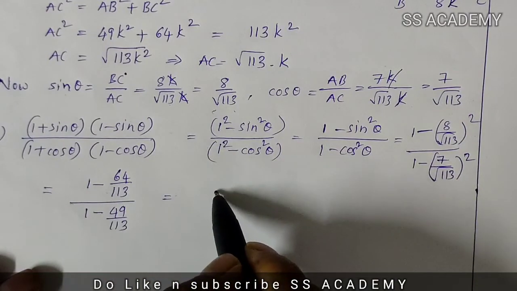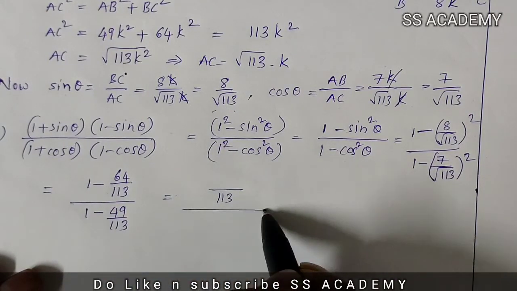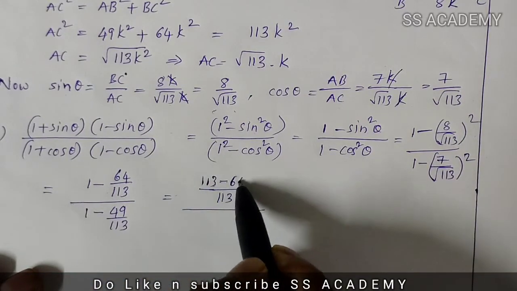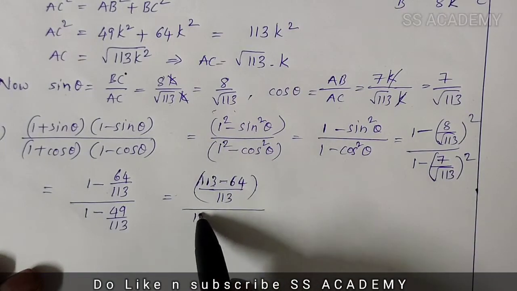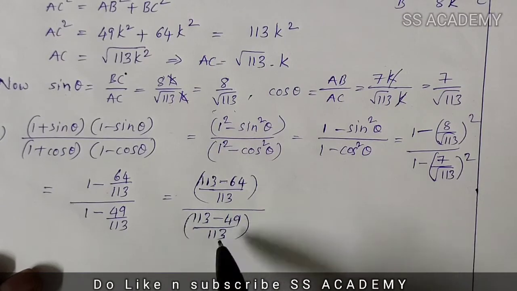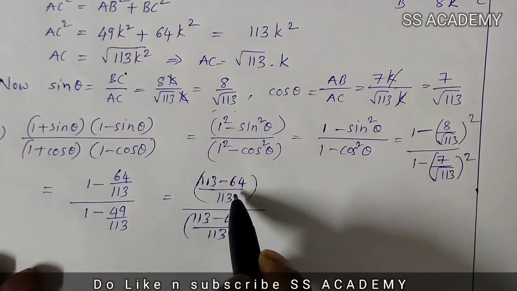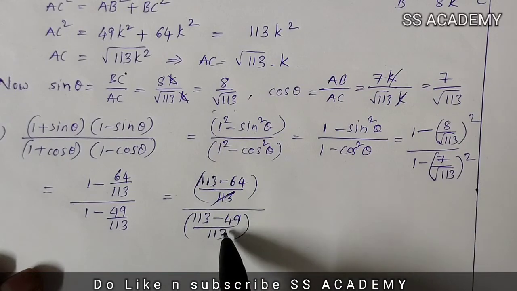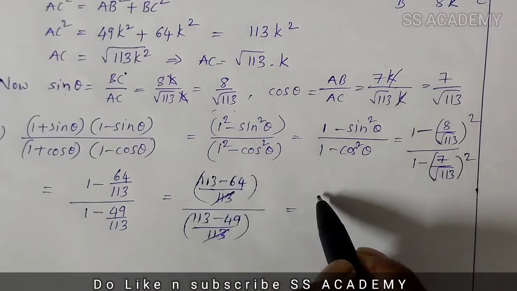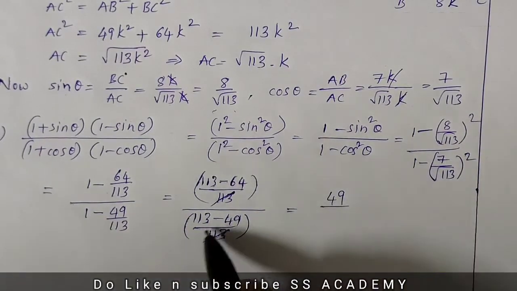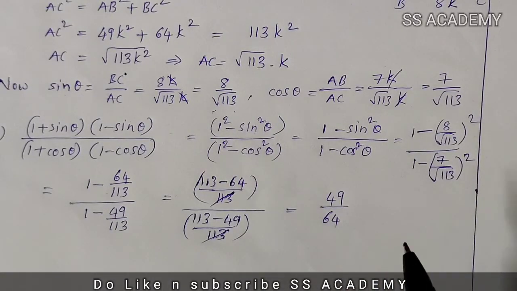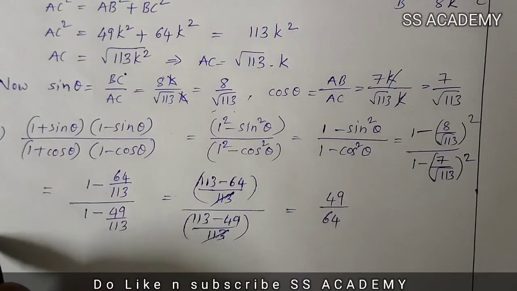So take LCM 113 in the numerator: 113 into 1, 113 minus 64 by 113, over 113 minus 49 by 113 in the denominator. So the denominators in the numerator and in the denominator get cancelled. So the answer will be: 113 minus 64 is 49, and 113 minus 49 is 64. So 49 by 64 is the answer. Let us move on to the second one.